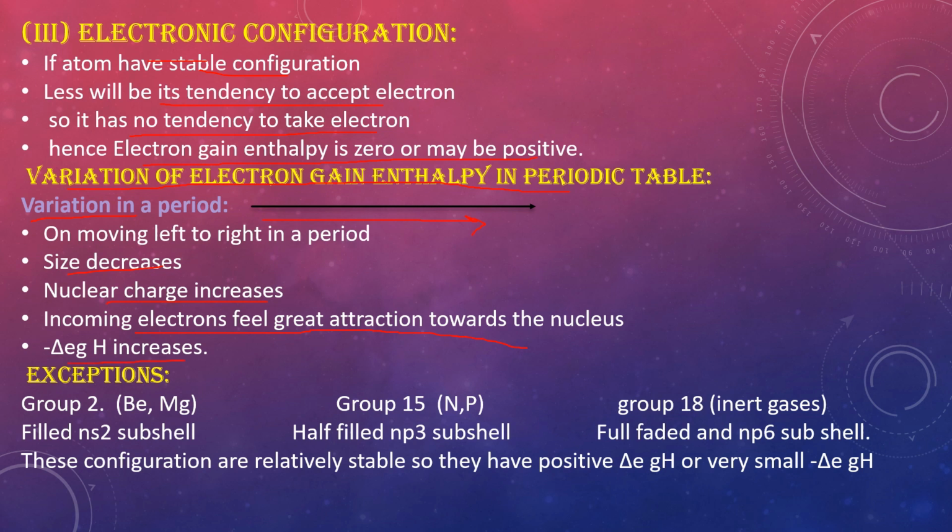Now again, exceptions are there. Beryllium and magnesium have a fully filled ns2 shell, a stable configuration, that is why the electron gain enthalpy is less negative. In group 15, nitrogen and phosphorus have a half filled configuration, again a stable configuration, so they have very less negative or maybe positive electron gain enthalpy. Group 18 has positive electron gain enthalpy because it has a fully filled np6 shell. So in all these three cases, the electron gain enthalpy value is very small negative or it may be positive.